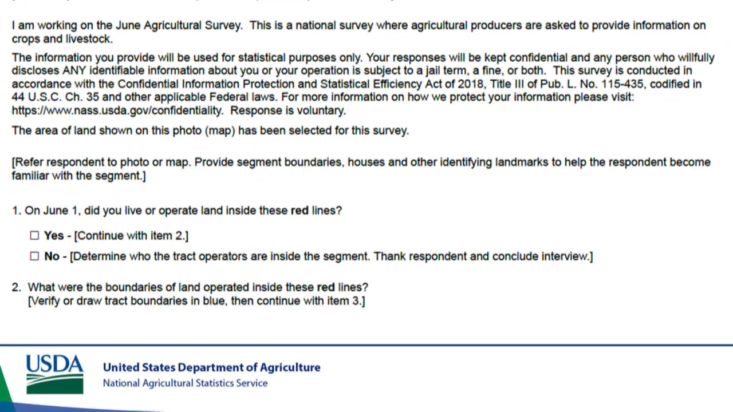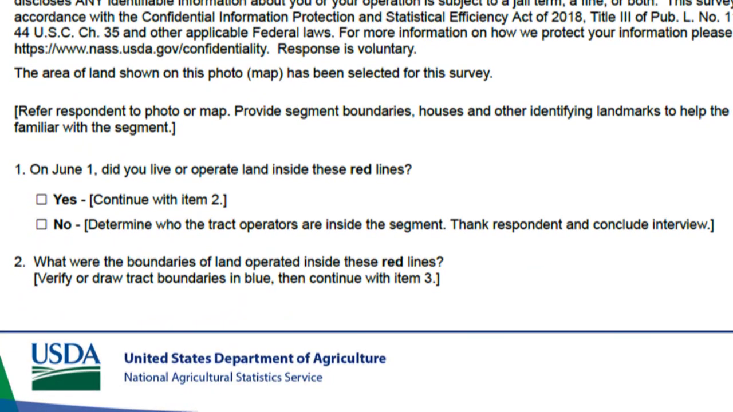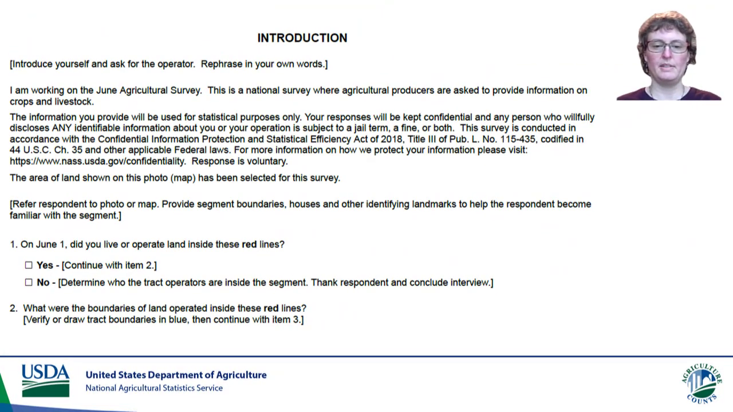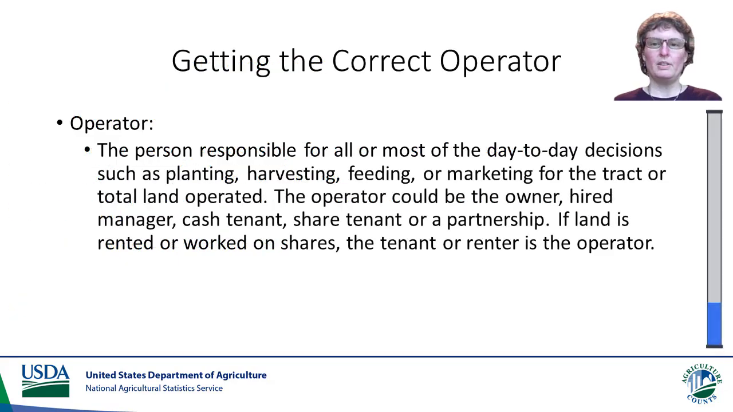The front page of the screening form asks two key questions to determine if the person you are talking to either operates or lives inside the segment. If the respondent doesn't live or operate inside the segment, the respondent may still be able to provide information about who is operating the land inside the segment. Let's review NASA's definition of the operator.